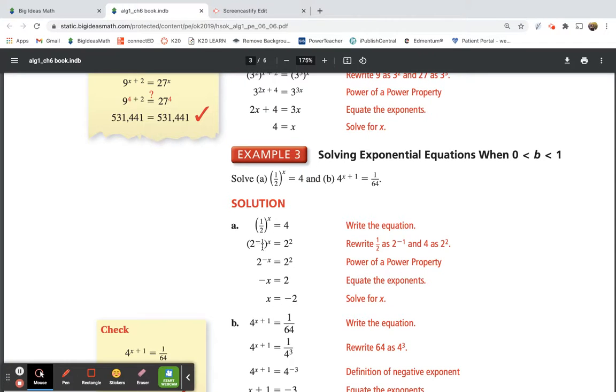So since I got that one to 2, I can also change 4 to 2. 2 squared is 4. So once we get here, I can now set my exponents equal. -x equals 2. You have to divide by -1 on both sides to get rid of your negative. It just changes the sign of your answer. X is -2. Okay, on B, I have 4 to the x plus 1 equals 1 over 64.